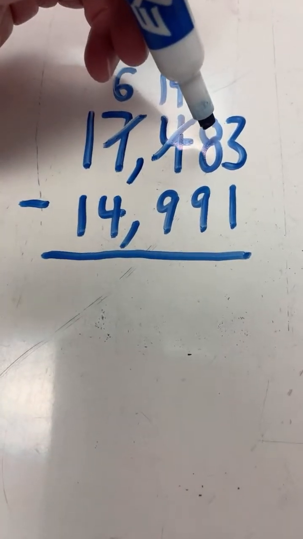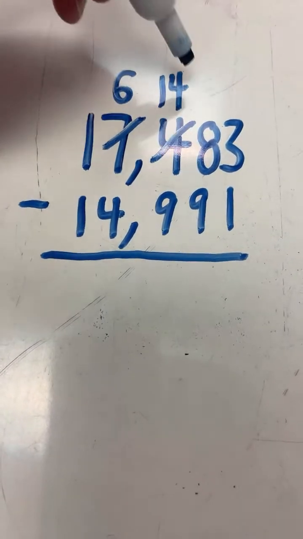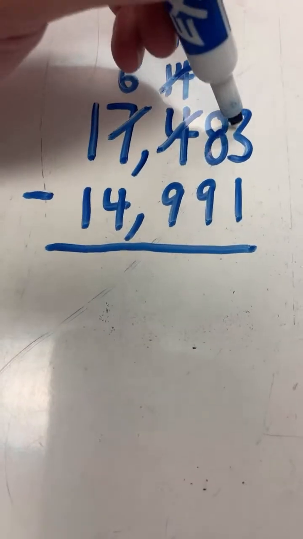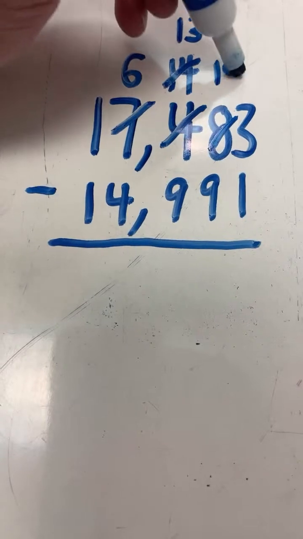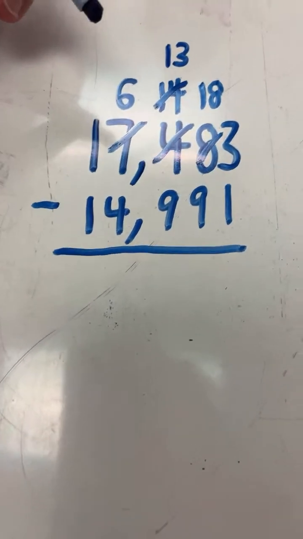You also can't start with 8 and take away 9, so we have to regroup there as well. So we take a 10 from the hundreds place. Now the 14 will become a 13, and the 8 will become an 18. And now we are ready to subtract.